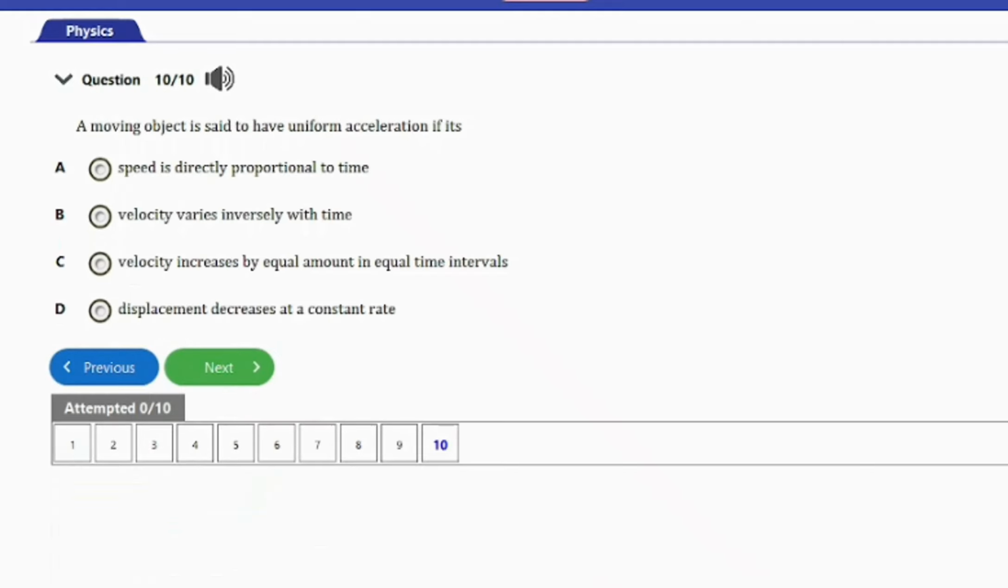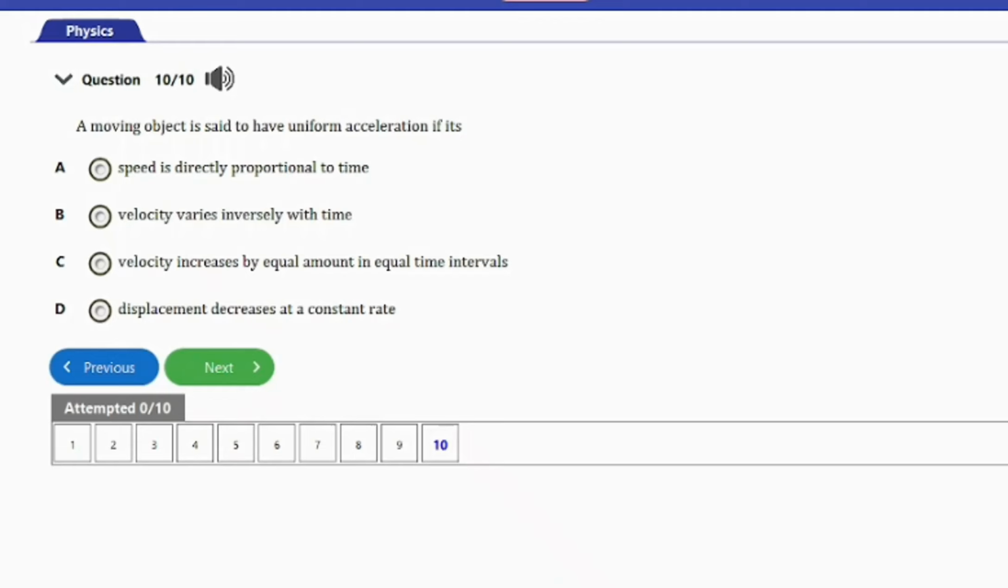So guys, the next and the last question we have here is question number 10. It says, a moving object is said to have uniform acceleration if its A, speed is directly proportional to time, B, velocity varies inversely with the time, C, velocity increases by equal amount in equal time intervals, D, displacement decreases at a constant rate.